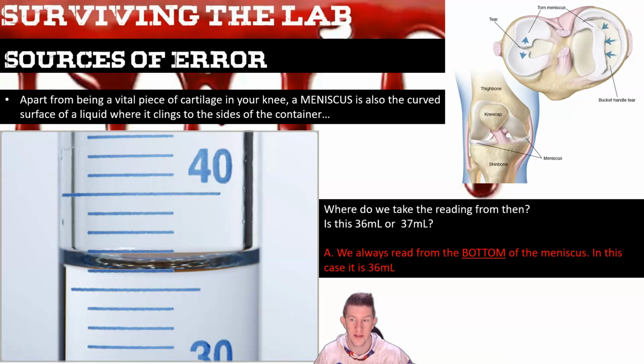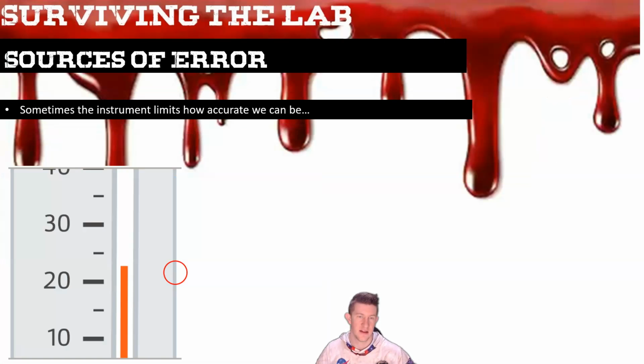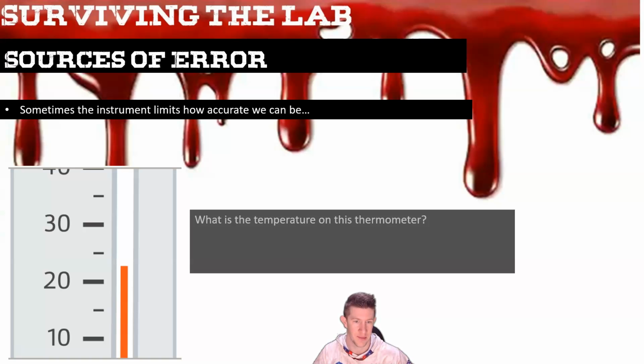The answer is that we always read from the bottom of the meniscus. So in this case, it's 36 mils. We always read from the bottom part. Sometimes, however, we are actually limited by the instrument on how accurately we can be.